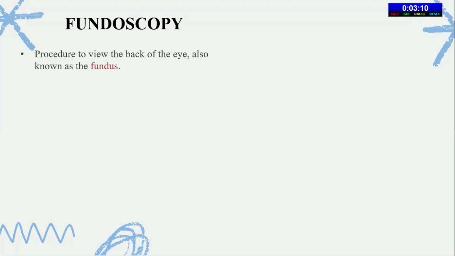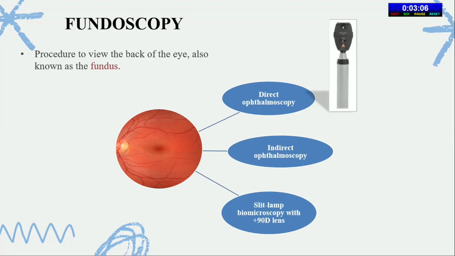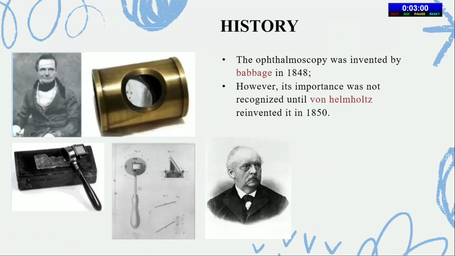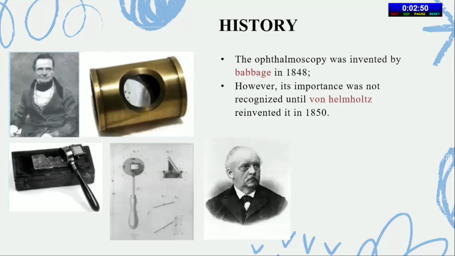Funduscopy is the procedure to view the back of the eye, also known as the fundus. It can be done by direct ophthalmoscope, indirect ophthalmoscope, or slit lamp biomicroscopy with 90D lens. A bit of historical aspect, ophthalmoscopy was invented by Babbage. However, its significance was not recognized until von Helmholtz reinvented it in 1850.